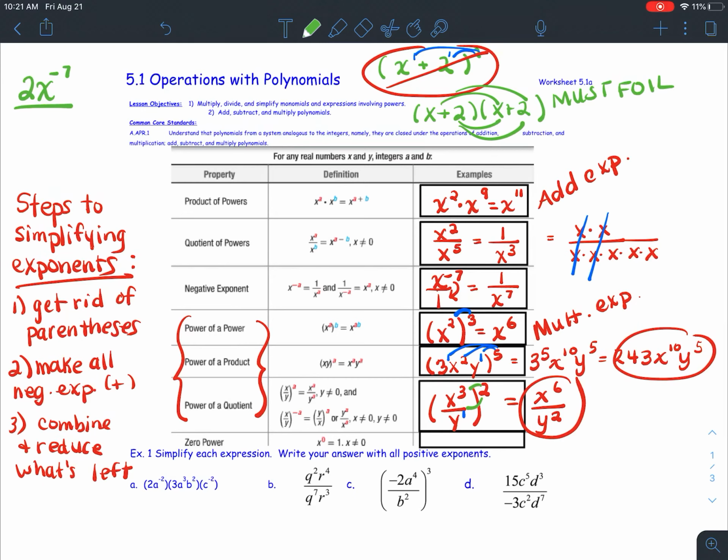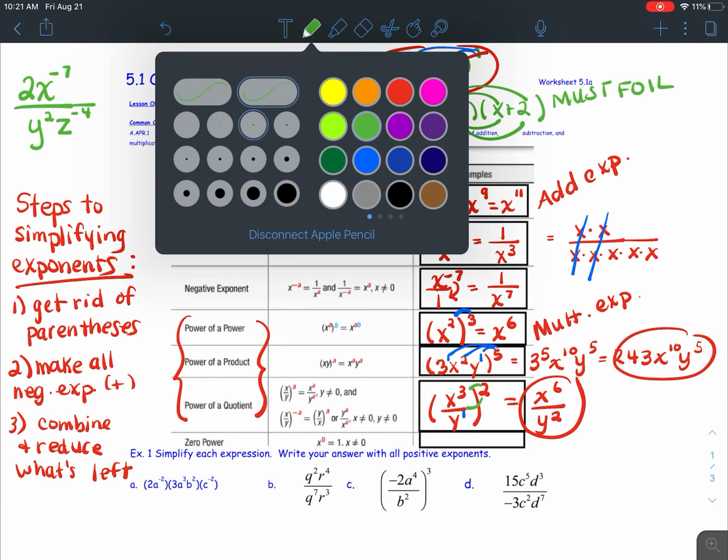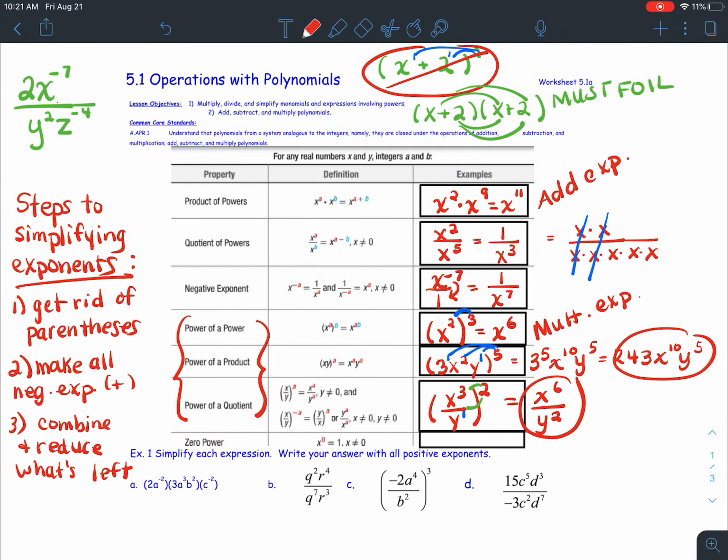Let's say that you had an x to the negative 2nd with a 2 in front of it, and then in the denominator you had a y squared and a z to the negative 4th. Okay, you're supposed to only move just the factor that has the negative exponent. Remember, the 2 is totally separate. That has a totally different exponent. It has a 1, which is not negative. So only the x to the negative 7th should move to the denominator, and only the z to the negative 4th should move to the numerator.